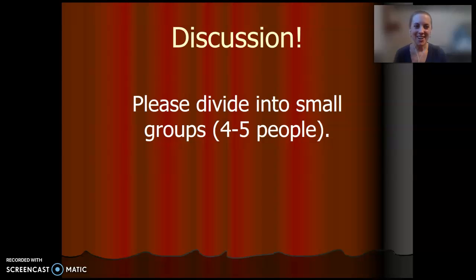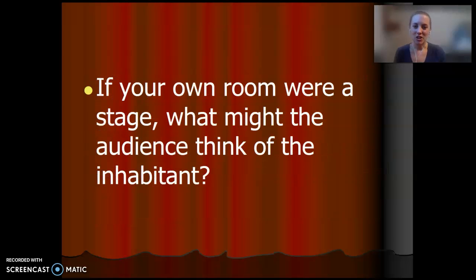All right, so next we have some discussion groups. Since we're not in person, we're not going to divide it into small groups, but I want to hear your take on it. So here we go. If your own room were a stage, what would the audience think of the inhabitant? What kind of clothes would they see? What would the set look like? What would it sound like? These are things that if your room was a stage, there would be designers choosing what it looked like. So if your room were set on stage, what would that tell the audience?